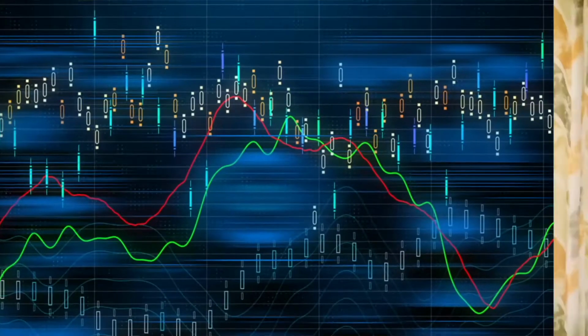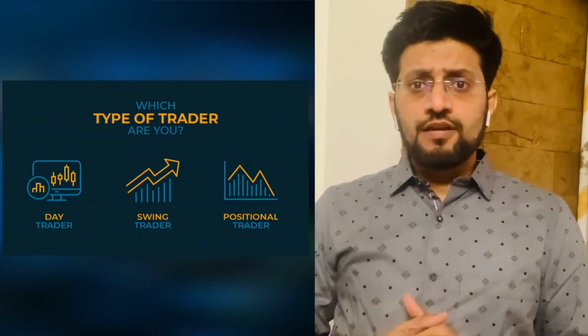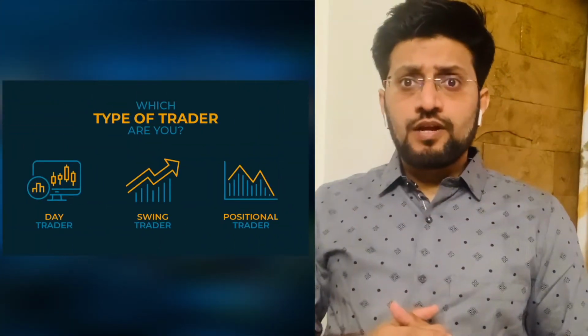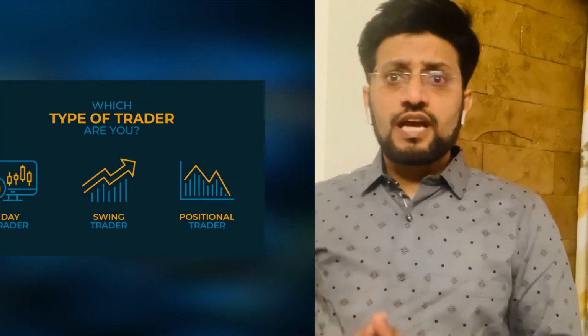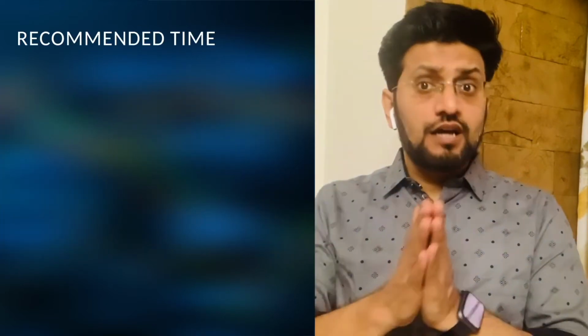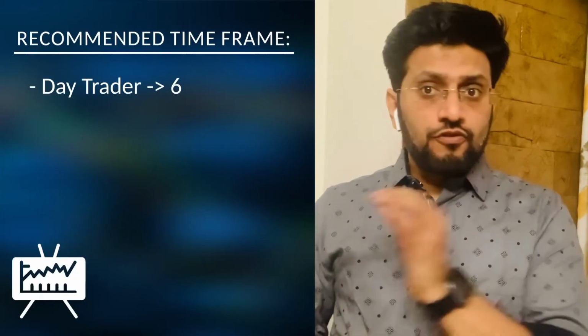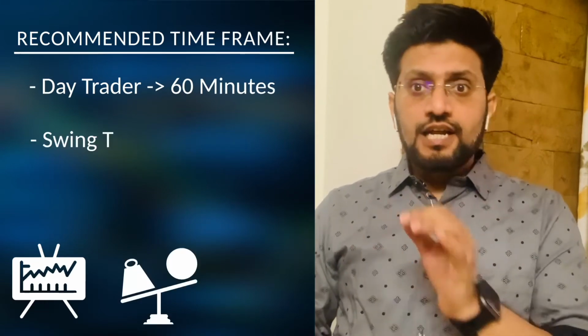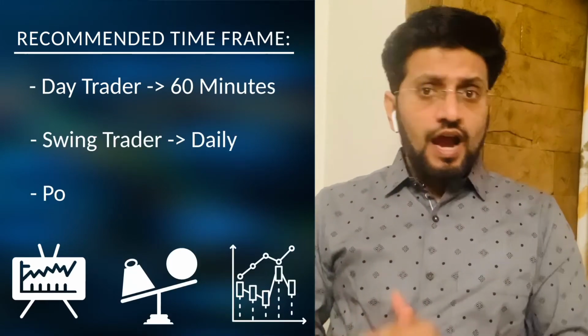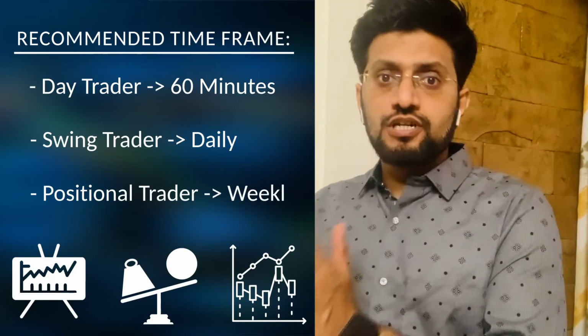Hi everyone, today we are going to talk about the power of using the 20 moving average in trading any financial instrument. The 20 moving average is a very simple but very effective tool to analyze price action. Depending on your style of trading, you can choose a suitable time frame to trade using the 20 moving average. The recommended time frames are 60 minutes if you're a day trader, daily time frame if you're a swing trader, and a weekly time frame if you're a positional trader.